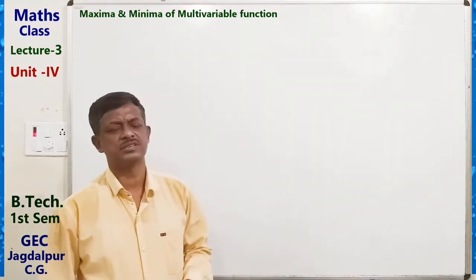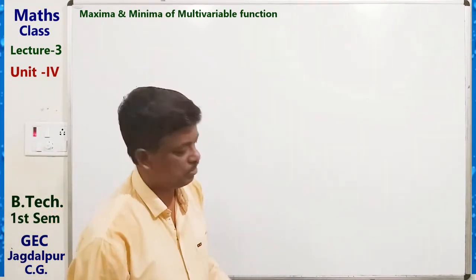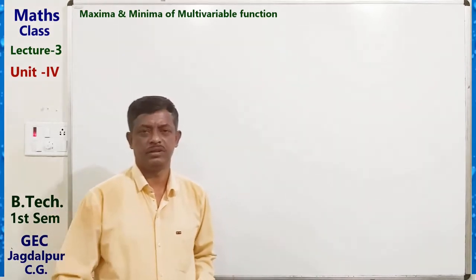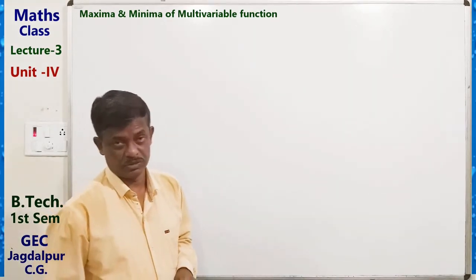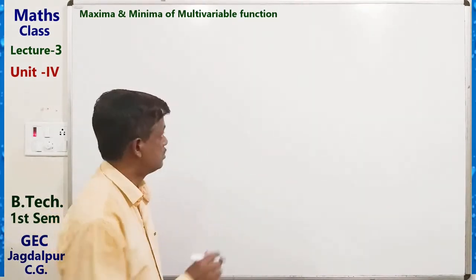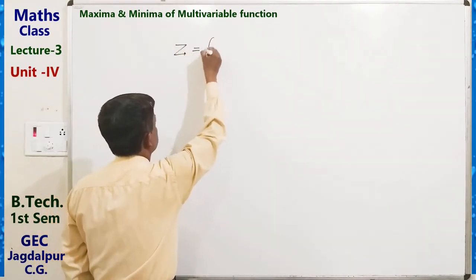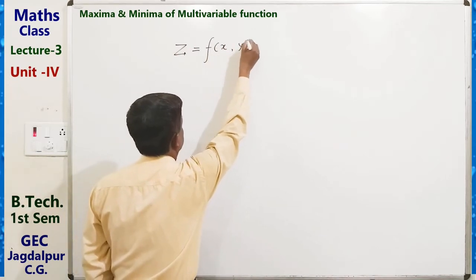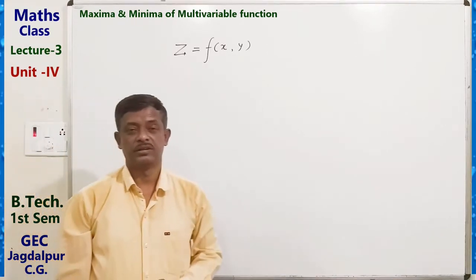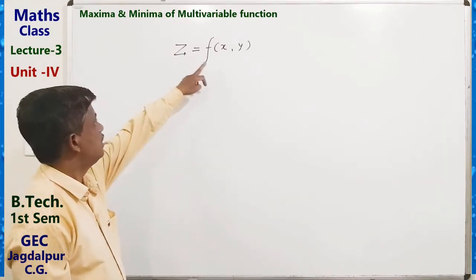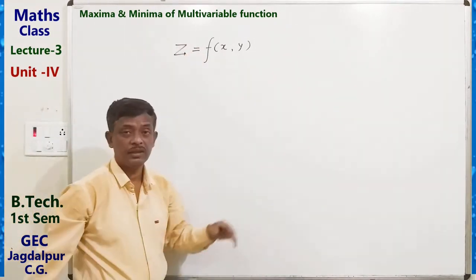Graphically, we know the graph of a function of a single variable is a curve in a two-dimensional plane. But suppose we have a function of two variables, denoted by f(x, y). A function of two variables is denoted by z = f(x, y). Clear? Here we want its maximum value.